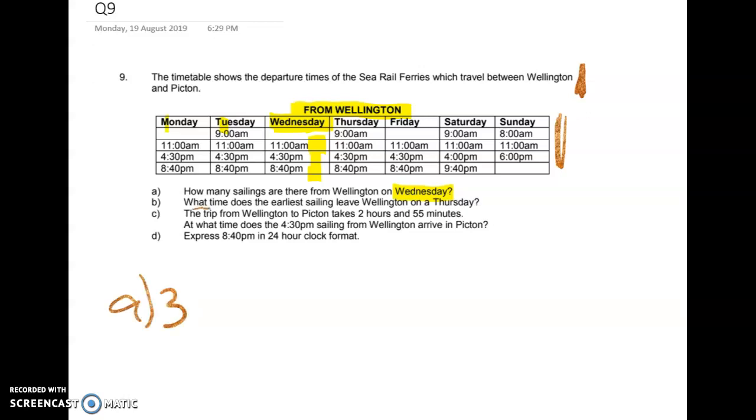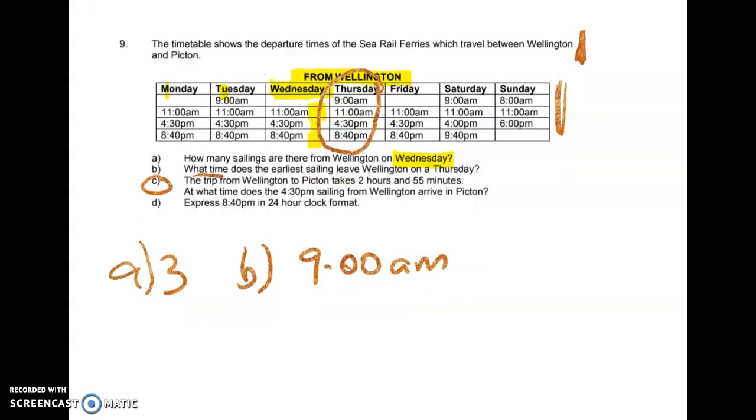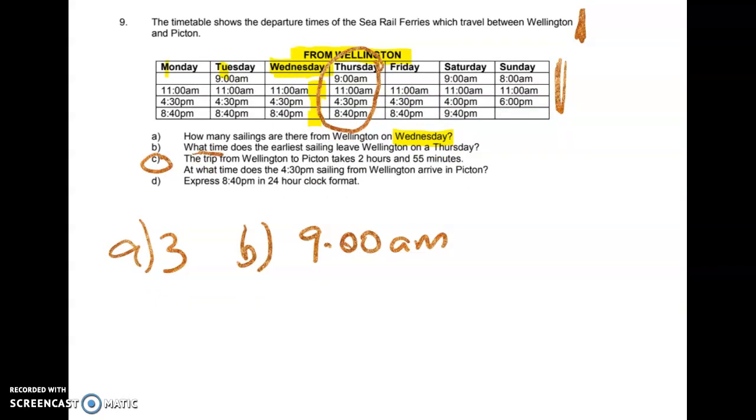Now, what time does the earliest sailing leave Wellington on a Thursday? So we need the Thursday column, and the first one to leave is at 9 a.m. The trip from Wellington to Picton takes 2 hours and 55 minutes. At what time does the 4:30 p.m. sailing arrive in Picton? So most of you can probably do that in your head if you think about what 2 hours and 55 is.